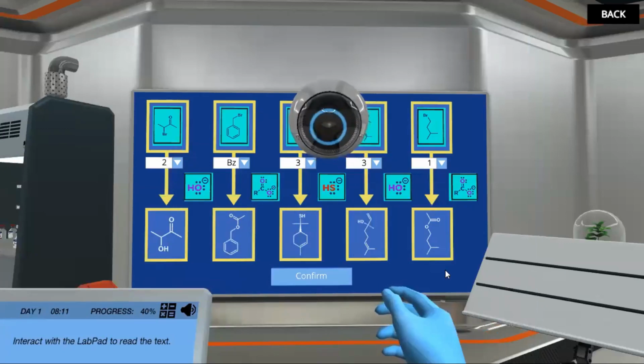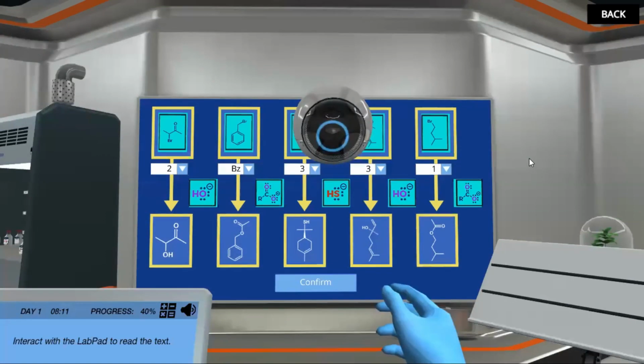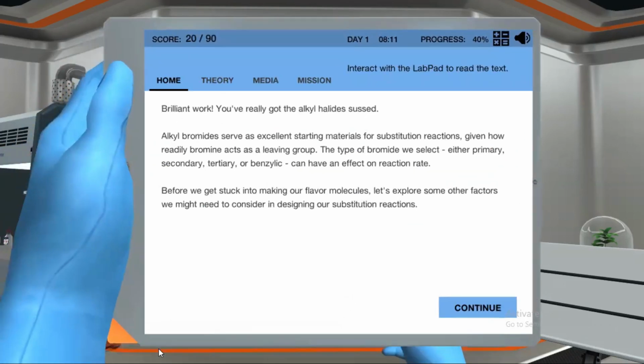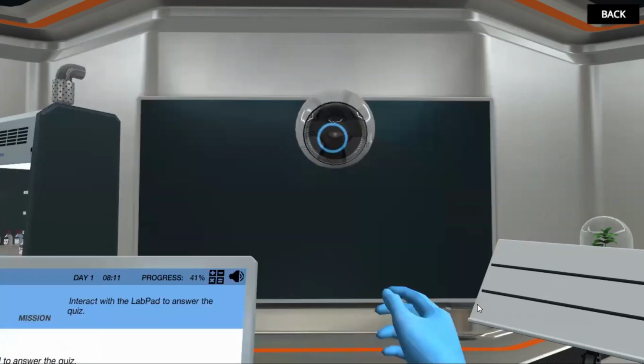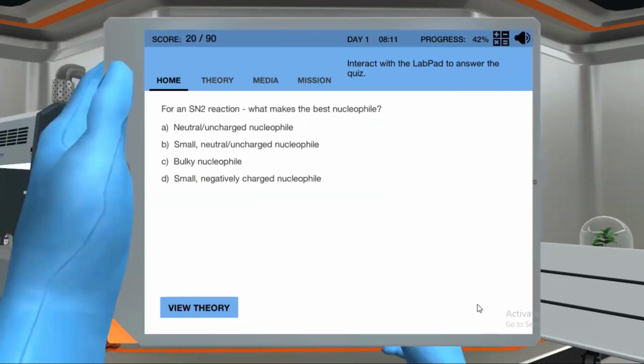Brilliant work. You really got the alkyl halides sussed. Alkyl bromides serve as excellent starting materials for substitution reactions, given how readily bromine acts as a leaving group. The type of bromide you select, either primary, secondary, tertiary, or benzylic, can have an effect on reaction rate. Before we get stuck into making our flavor molecules, let's explore some other factors we might need to consider in designing our substitution reactions. For an SN2 reaction, what makes the best nucleophile?